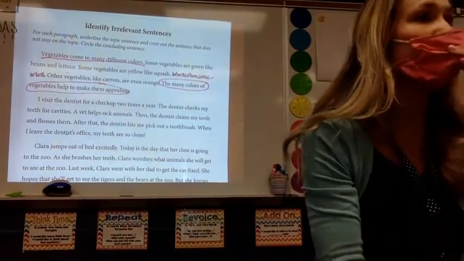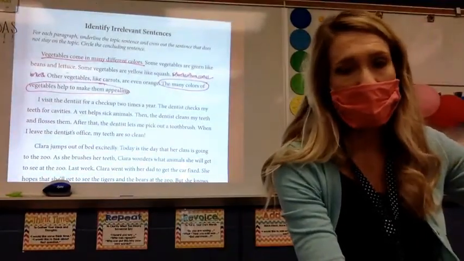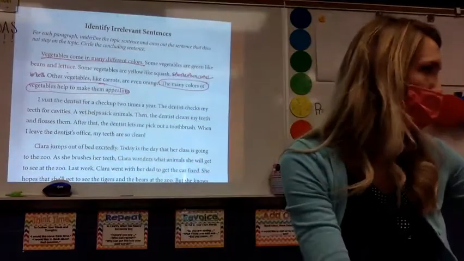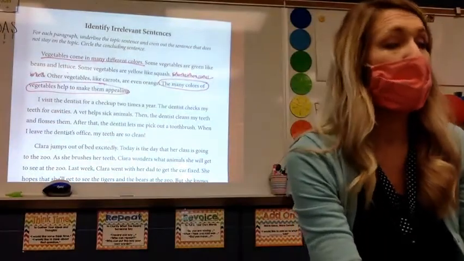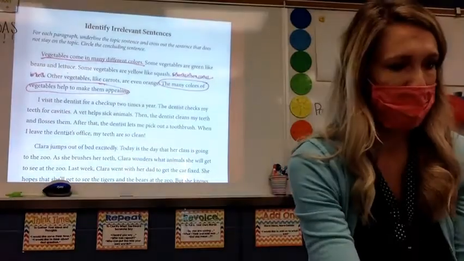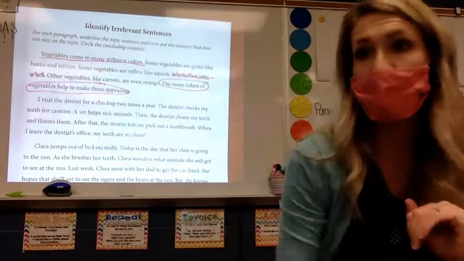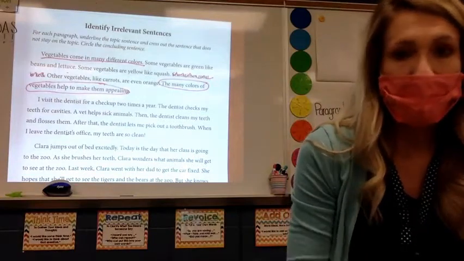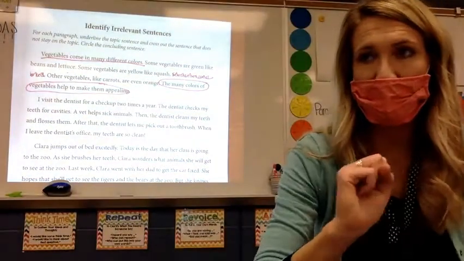So in this paragraph, we underlined the topic sentence. You're awesome. We underlined the topic sentence. We crossed out the irrelevant sentence, and we circled the concluding sentence. I would like you to work on the next two on your own. You need to follow those directions. Make sure you work on the next two paragraphs on your own.